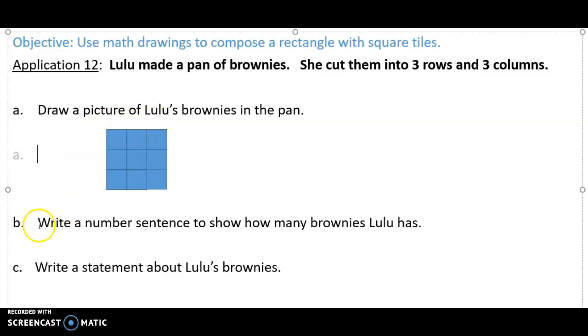Now letter B, write a number sentence to show how many brownies Lulu has. Now remember, you can write a repeated addition equation, but also you can write a multiplication equation because we already know how to write those. So go ahead and pause this video and write a number sentence or 2 for Lulu's brownies.